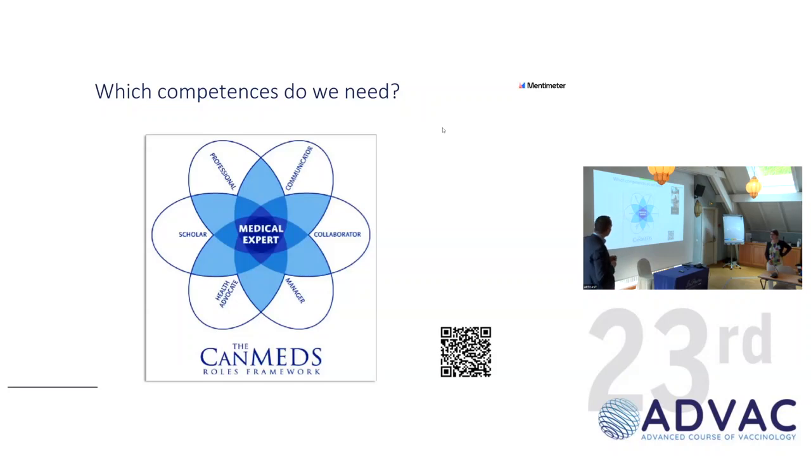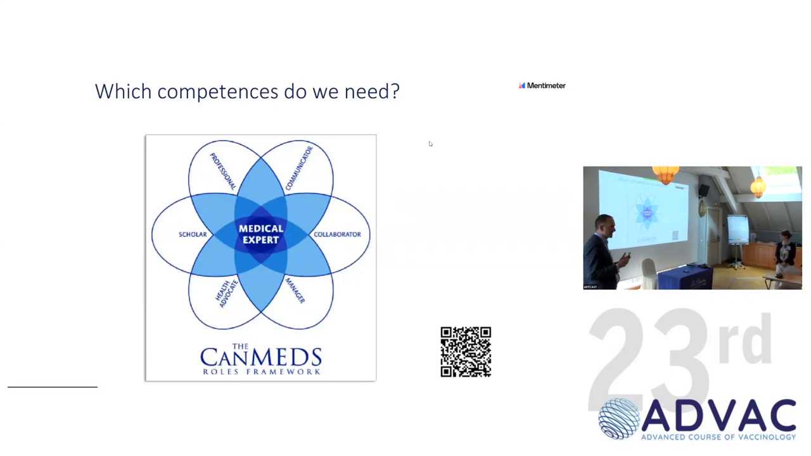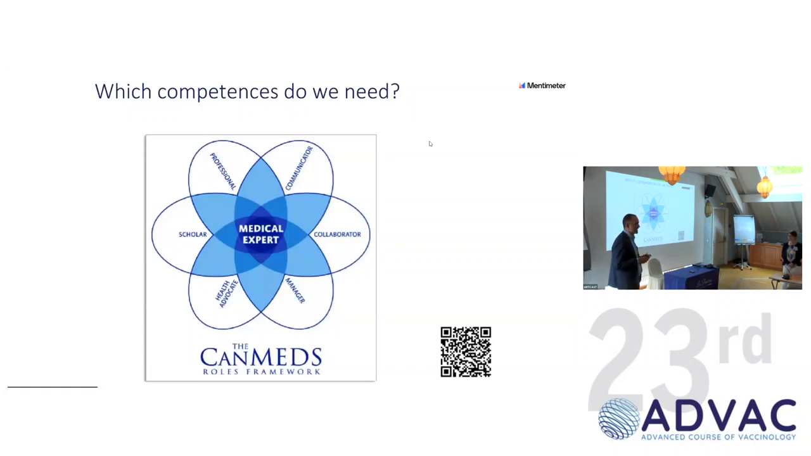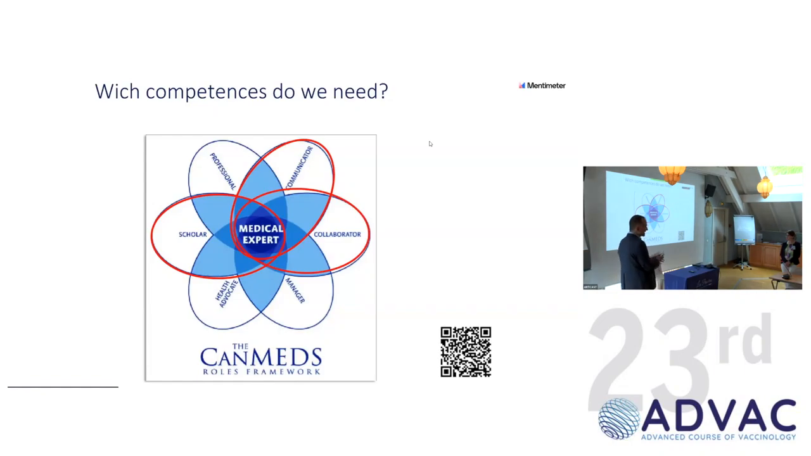So going back to what we do need as an expert, you might know the CanMEDS, which is a framework that defines what a medical expert needs. We need, of course, to have some knowledge, to be a scholar, but not only. Knowledge is not everything, right? We also do need to communicate. Definitely, I have a problem with this. Okay. So we are in collaboration, of course. So we will need a lot of competence to be a medical expert.